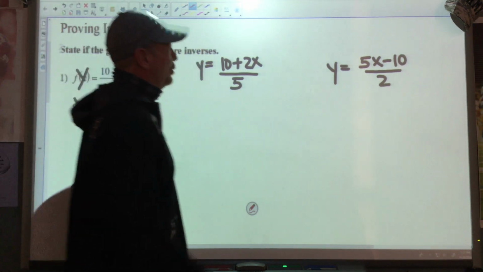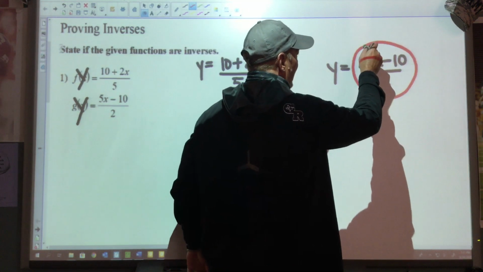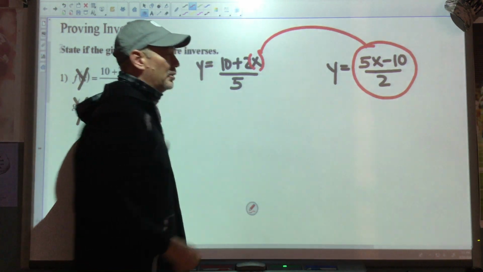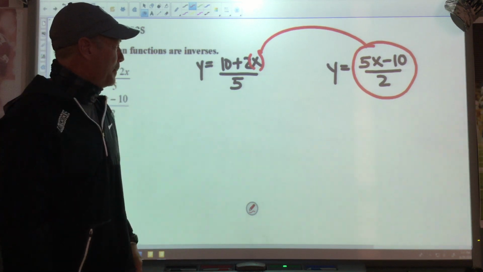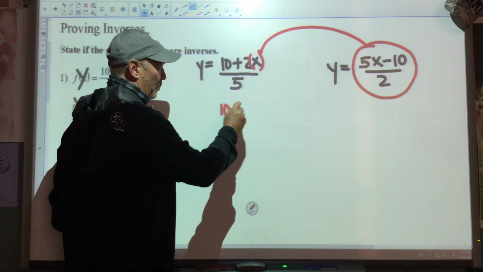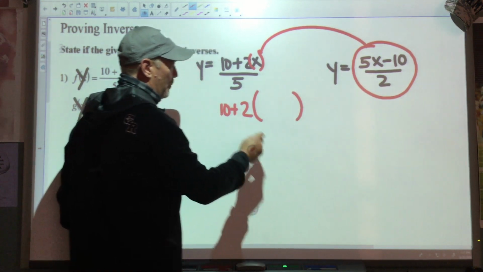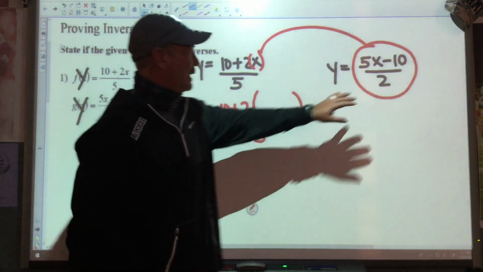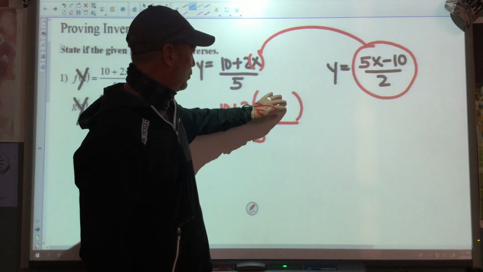Now to prove that they're inverses, we're going to ask you to take this entire piece and substitute it where this x is. We're going to substitute it right there. I know. Take a deep breath. We're all right. So look what we have. We're going to say 10 plus 2 times something we're going to sub, divided by 5. Now remember, we're going to take this entire piece and put it inside the parentheses.